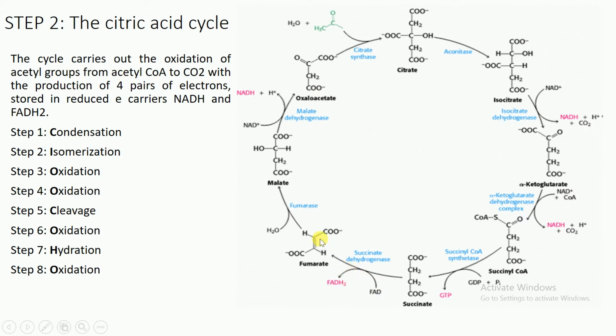In the seventh step, there is addition of a water molecule. So the step is hydration, and there is formation of malate from fumarate with the help of the enzyme fumarase. The malate so formed oxidizes into oxaloacetate with malate dehydrogenase and formation of NADH.